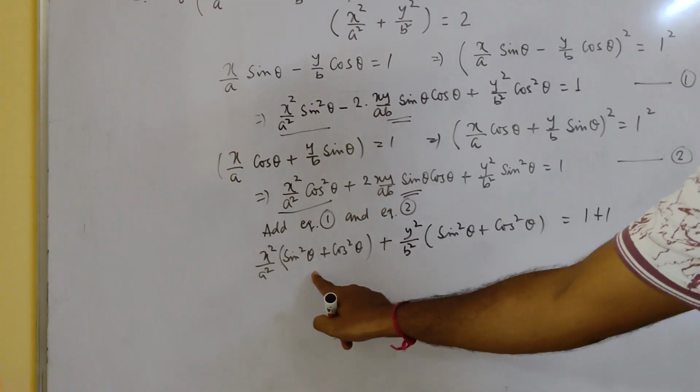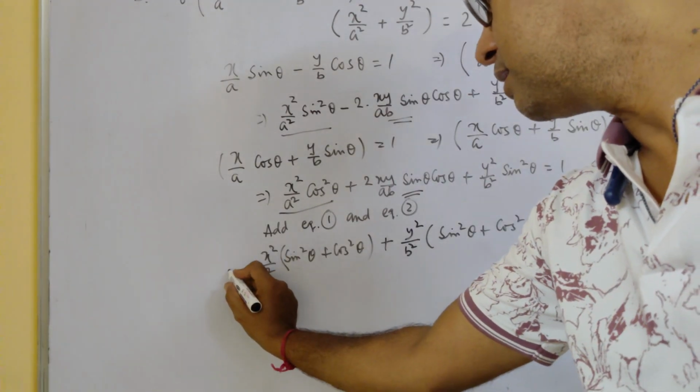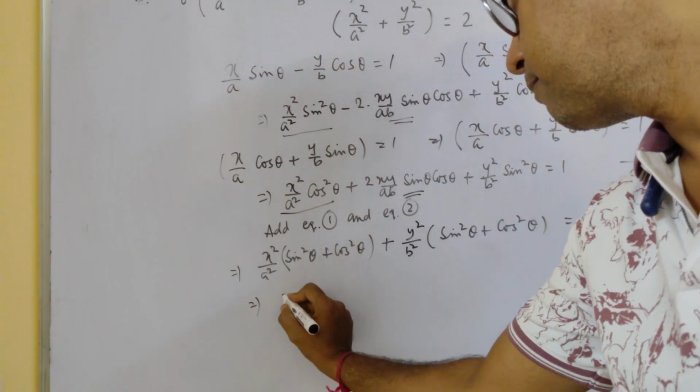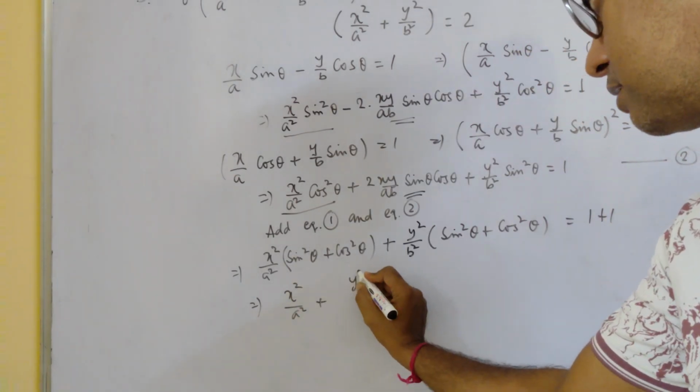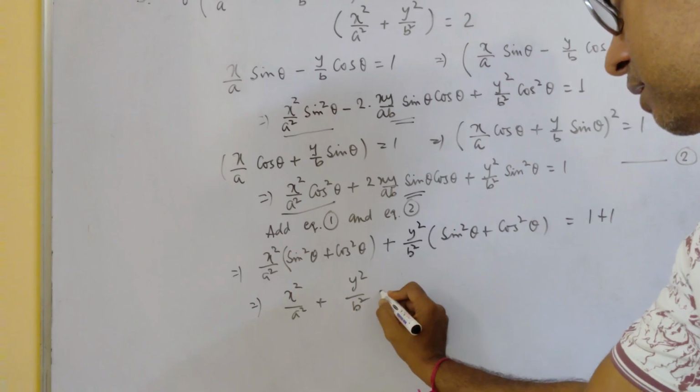So sin square theta plus cos square theta is equal to 1. So we may write x square by a square plus y square by b square is equal to 2.